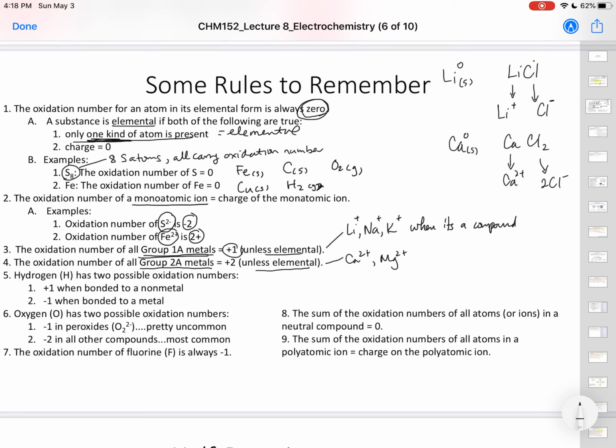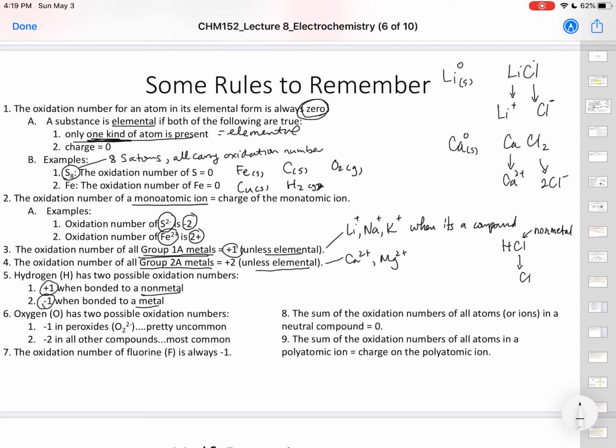Hydrogen has 2 possible oxidation states. It is 1 plus when it is bonded to a nonmetal. It is 1 minus when bonded to a metal. And again, just think of a very easy way to remember this. If you have HCl, Cl is a nonmetal.